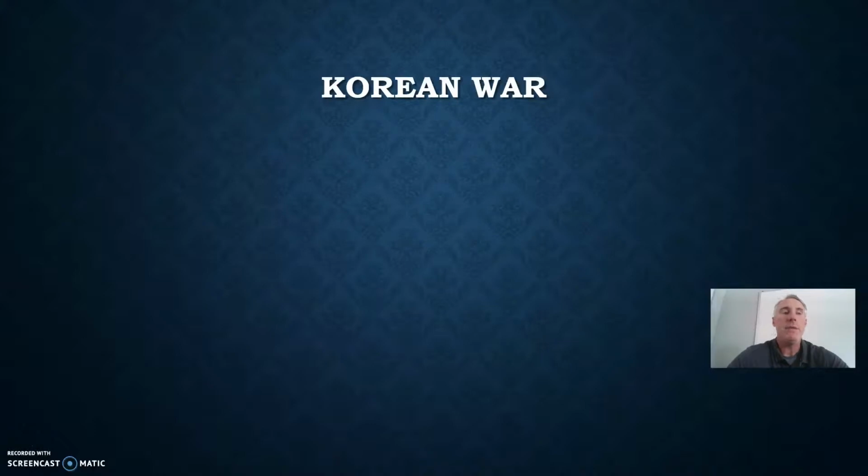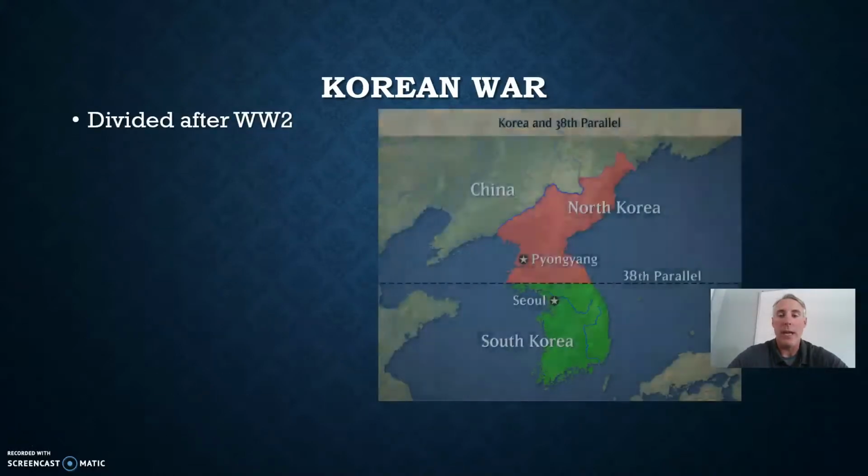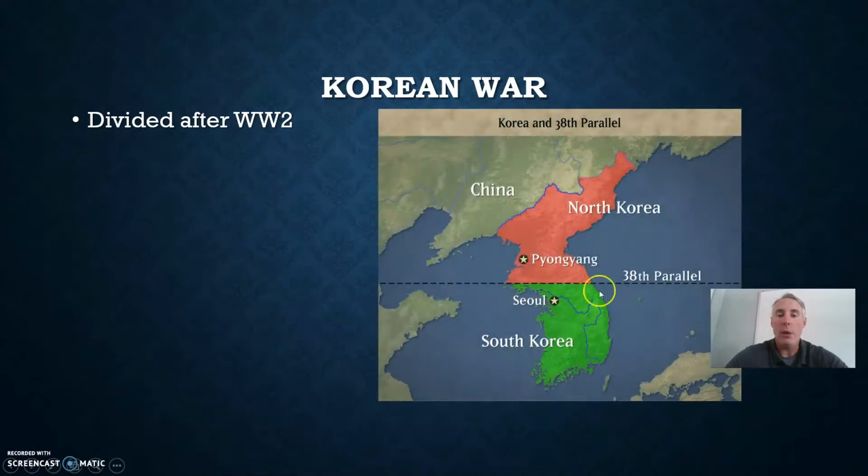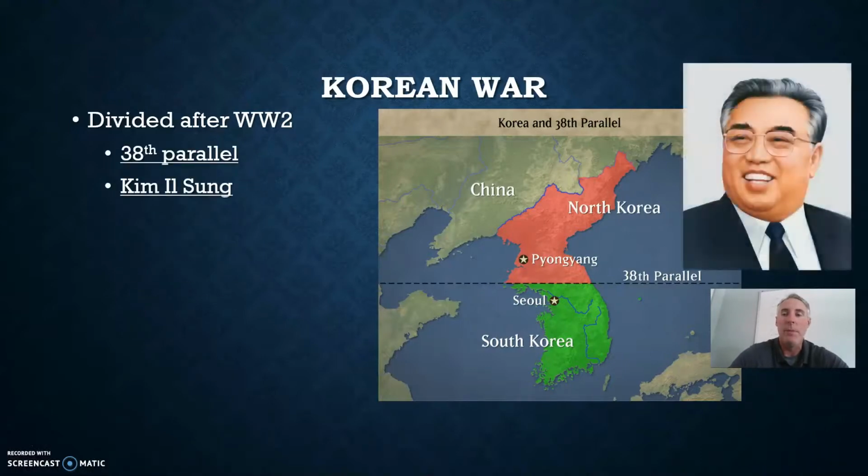After Japan was defeated and Korea regained its independence, it was divided. Okay, so divided after World War II, more or less along the 38th parallel. All right, that kind of became the dividing line. North was a communist dictatorship under Kim Il-sung. There we go, Kim Il-sung. That is the grandfather of Kim Jong-un today. All right, so he started the Kim dynasty, backed by both the Soviet Union and China.